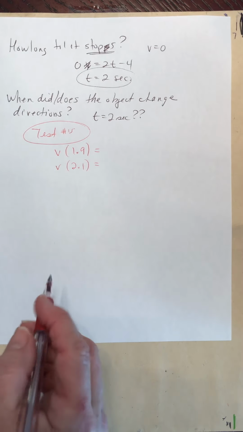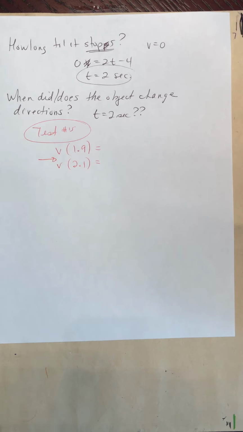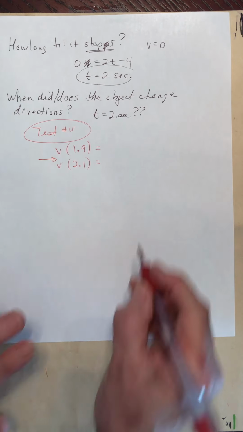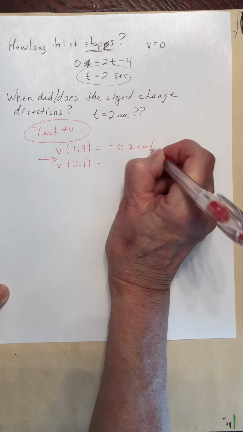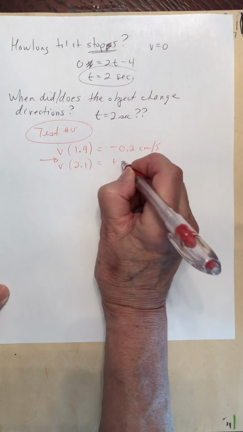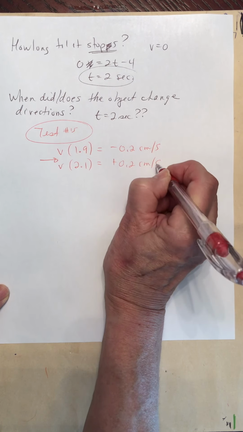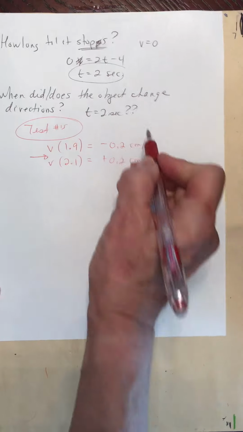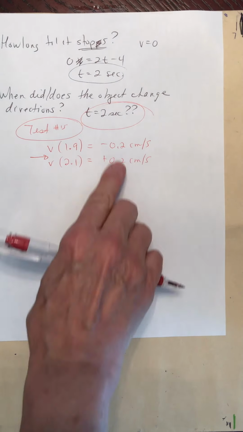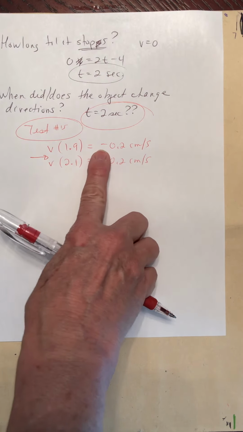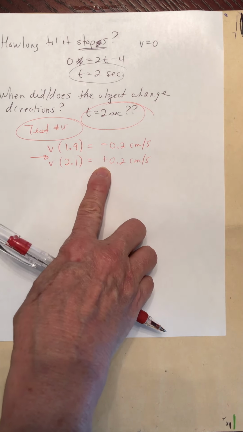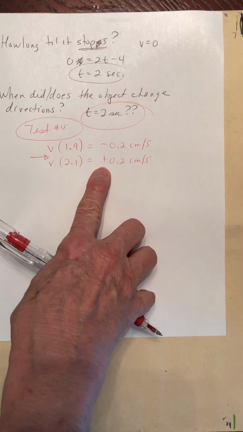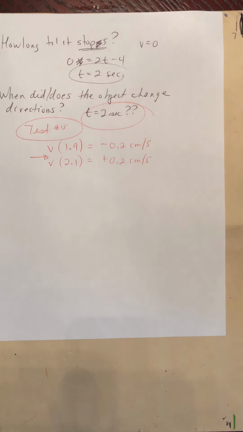For sure at 2 seconds, right smack in the middle of these, I stopped. But what direction was I heading just before and just after? If I do this one here, I get negative 0.2 centimeters per second. If I do this one, I get positive 0.2. So when did it change directions? At 2 seconds. Had it been negative just before and still negative just after, I was just at a stop sign for a minute and then I kept going left. But now I know I did change direction.